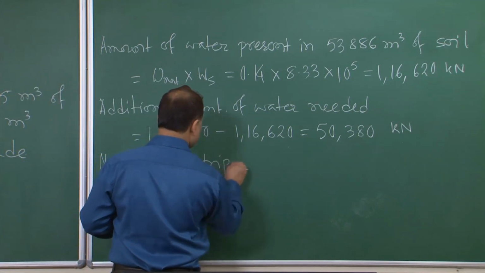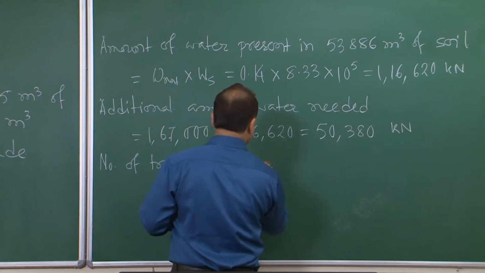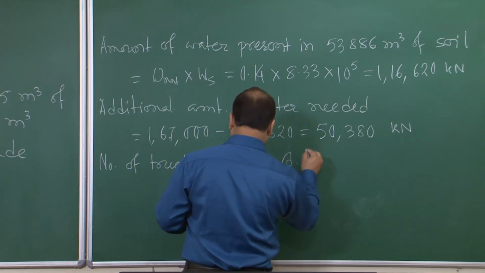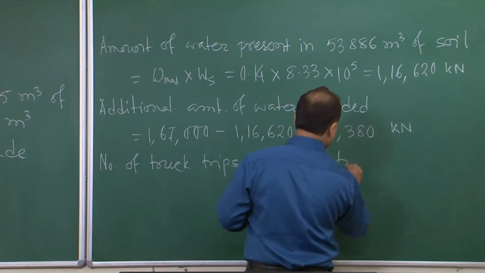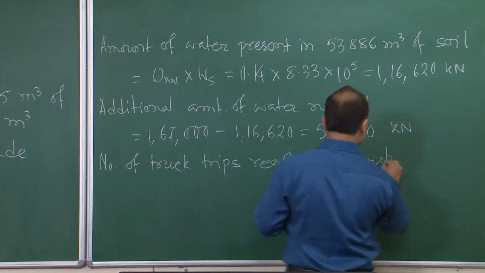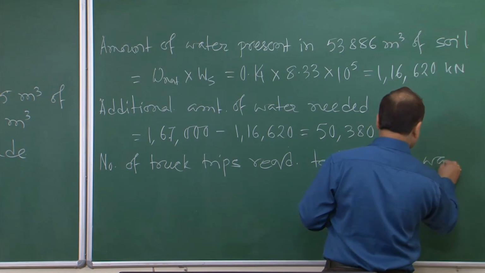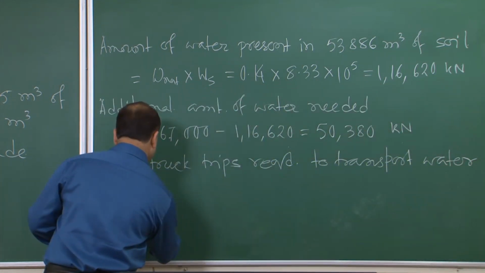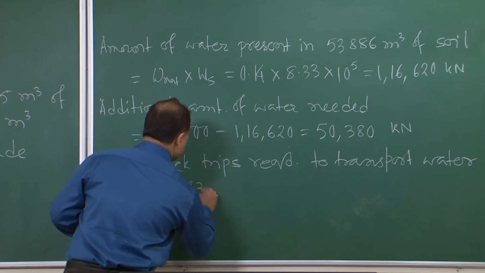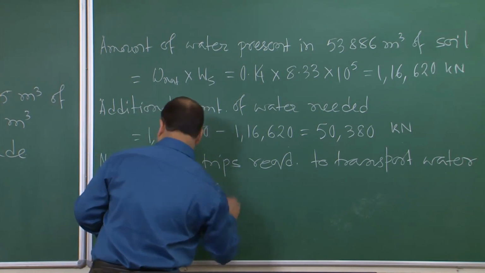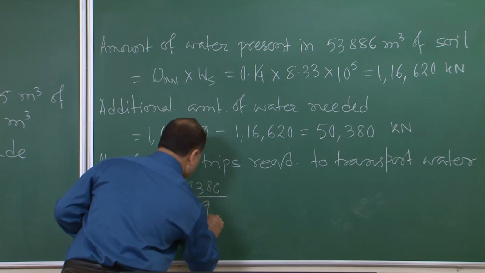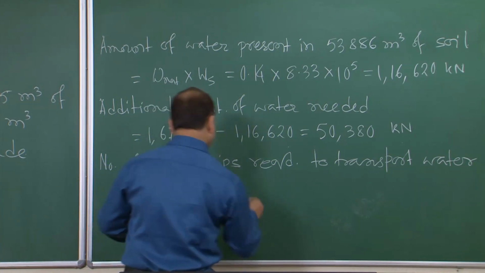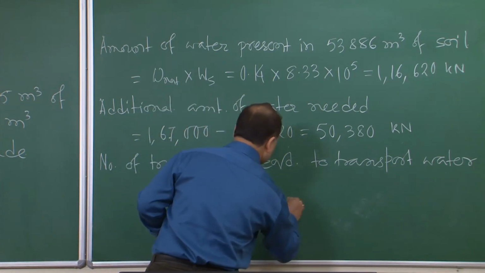Okay, so the number of truck trips required to transport water is equal to 50380 divided by 10 into 9.8, which comes to around 514.